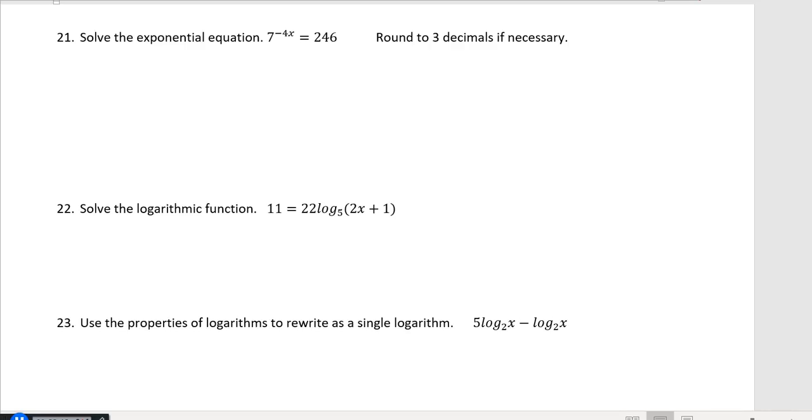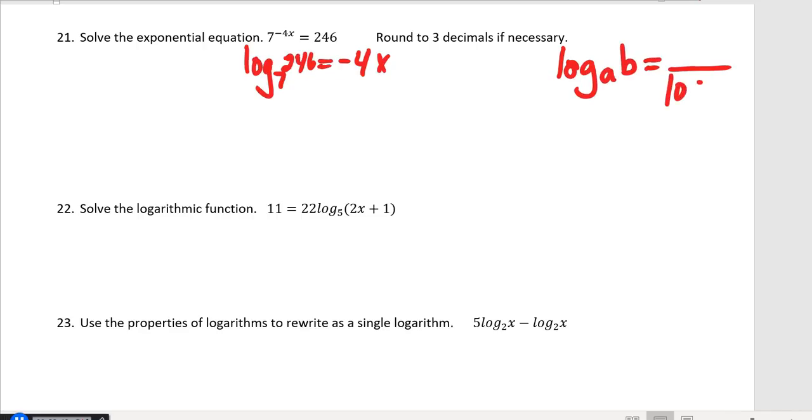The first method is just rewrite it as a log. I'm going to write log base 7. A log is an exponent, so I'm going to put the exponent over here. Now, when you use this method, you have to know the change of base formula. The change of base formula says that if you want to change a base, you put the base on the bottom and the argument on the top.